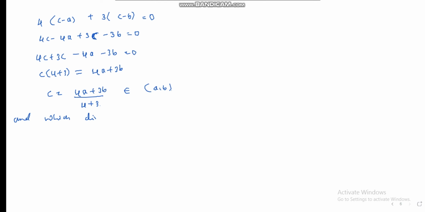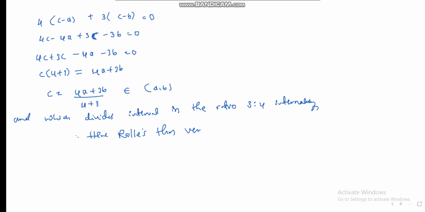and write down the last line, which divides the interval in the ratio 3 is to 4 internally. Therefore, hence Rolle's theorem is verified here. Yes, Rolle's theorem. But these two examples are very important for your examination, guys.